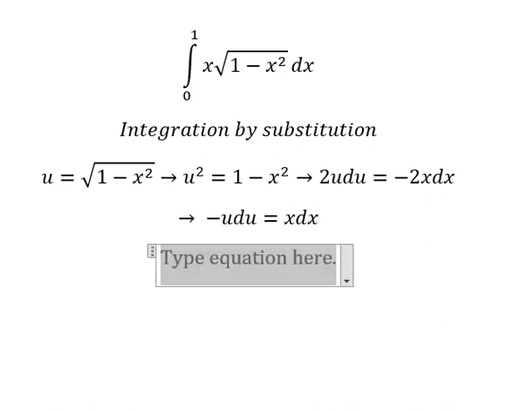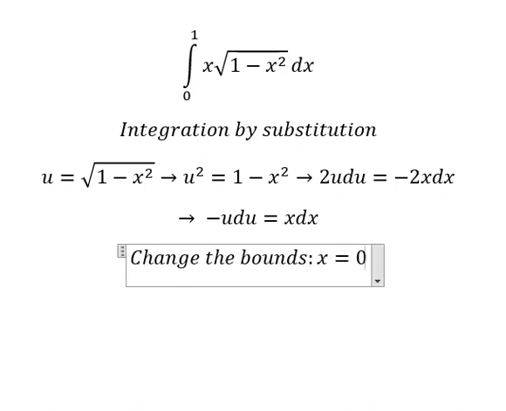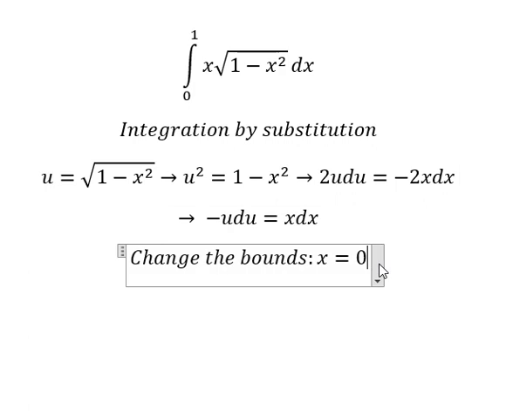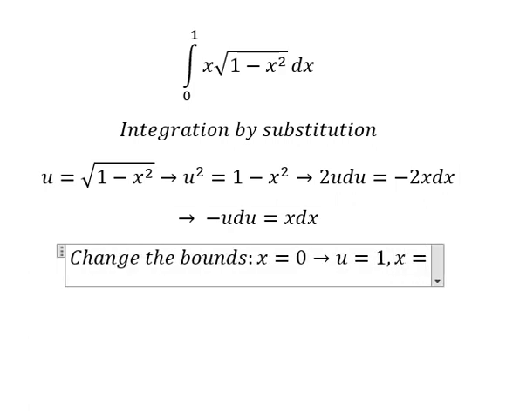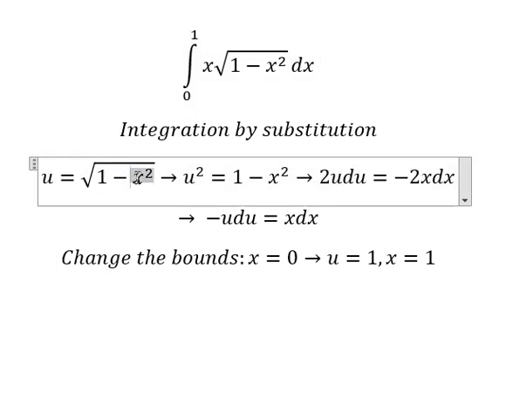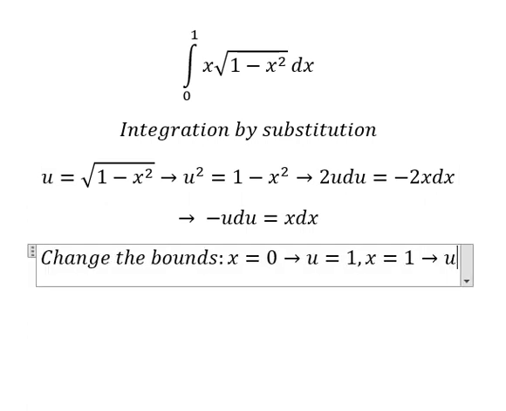Next, we need to change the bounds. When s equals number 0, we put number 0 in here, and now we can find the value of u. So u equals number 1. When s equals number 1, we put number 1 in here, and we can find the value of u. So u equals number 0.